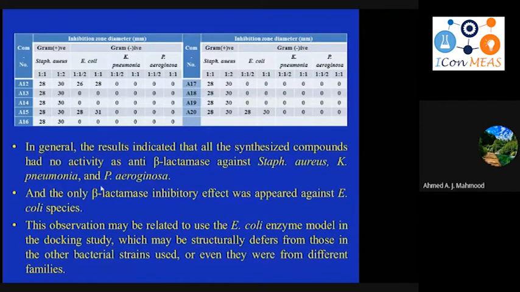We noticed that in general, the results indicated that all the synthesized compounds had no activity as anti-beta-lactamase against Staph aureus, Klebsiella pneumoniae, and Pseudomonas aeruginosa, and the only beta-lactamase inhibitory effect for our compounds appeared against E. coli species. This observation may be related to the use of the E. coli enzyme model in the docking study, which may be structurally different from those in the other bacterial strains used, or even from a different family.